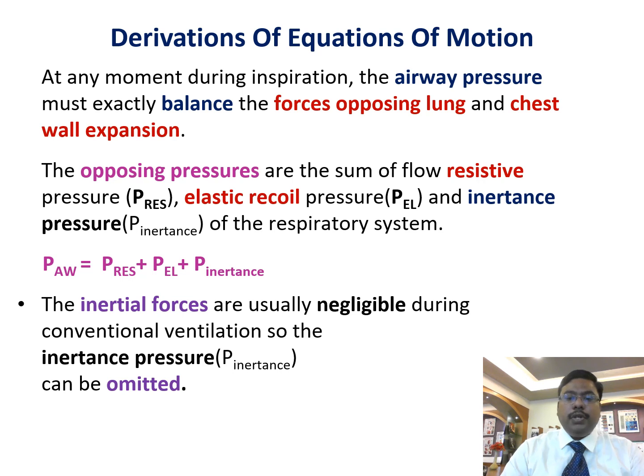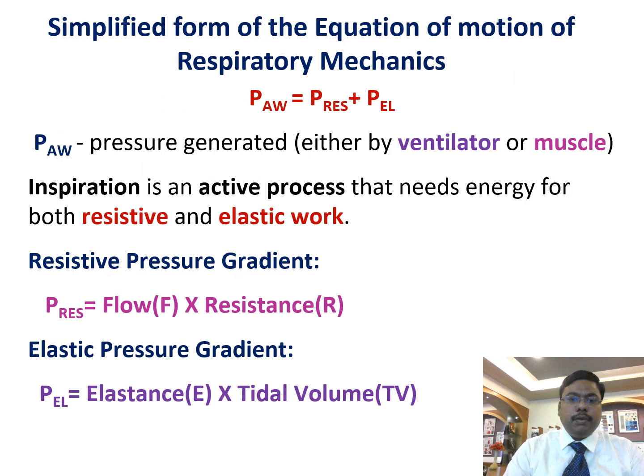The inertial forces are usually negligible during conventional ventilation. So the inertance pressure can be omitted. So now the equation becomes airway pressure is equal to resistive pressure plus elastic recoil pressure. So airway pressure is the pressure generated either by the ventilator or the muscle. Inspiration is an active process that needs energy for both resistive and elastic work. Resistive pressure gradient is equal to flow into resistance and elastic pressure gradient is equal to elastance into tidal volume.